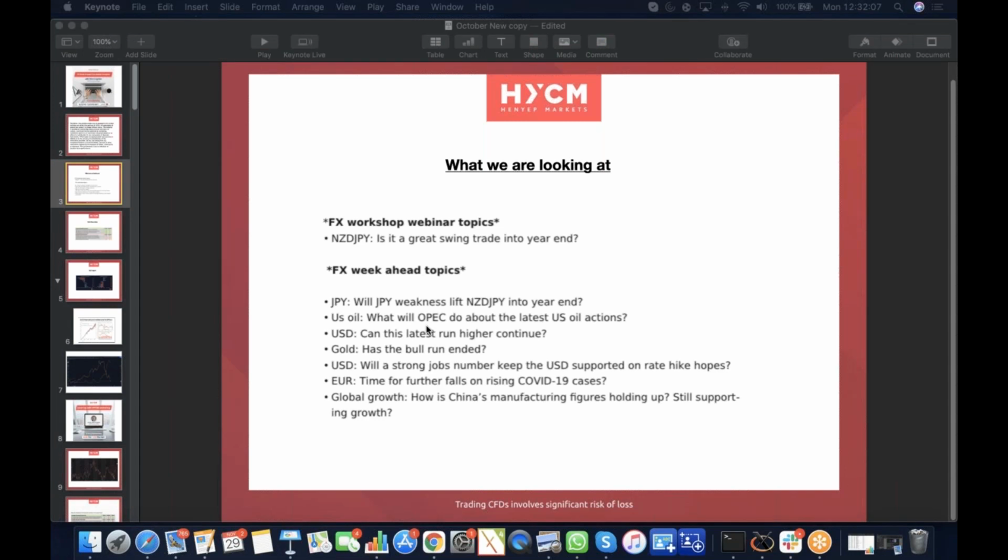We'll also be looking at OPEC, what they're going to do about the latest oil actions. The US dollar, the latest run high, can it continue? Gold, we'll be focusing on gold markets and what the latest drops in gold mean from a medium-term perspective. And non-farm payrolls will be important for Friday. Also the euro and global growth generally. So we've got a lot to look for, quite an action-packed session. Without further ado, I will move us over to the main screens and we can see exactly what's going on there.